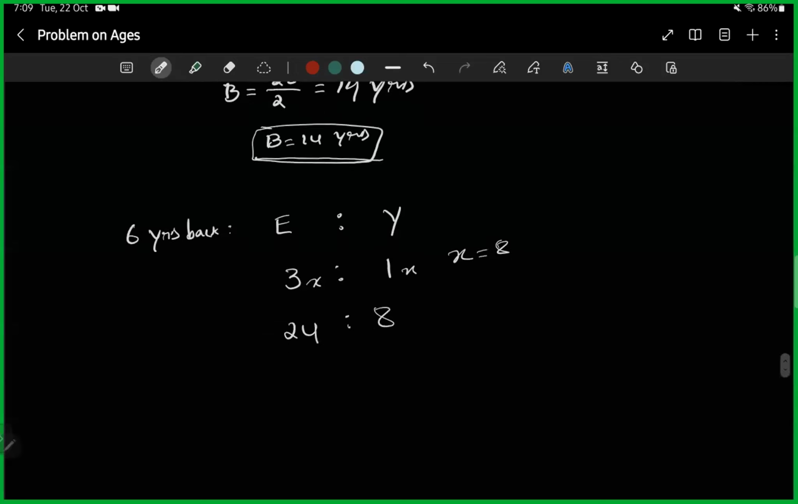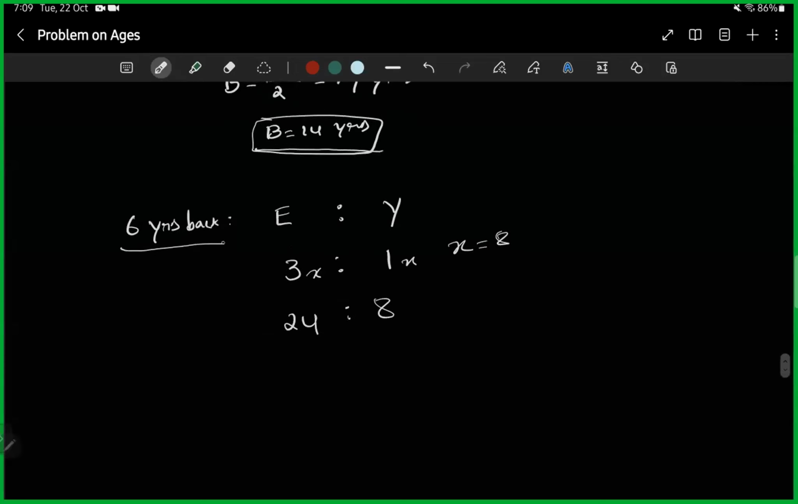Since this is the ratio for 6 years back, where the elder was thrice the age of the younger man, to calculate the present age you have to add 6 to both the numbers. So 24 plus 6, and 8 plus 6. This becomes 30, and this is 14.